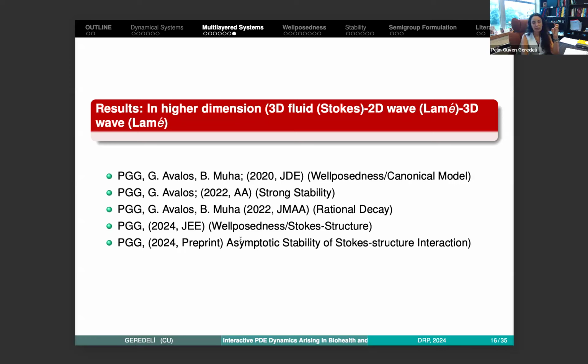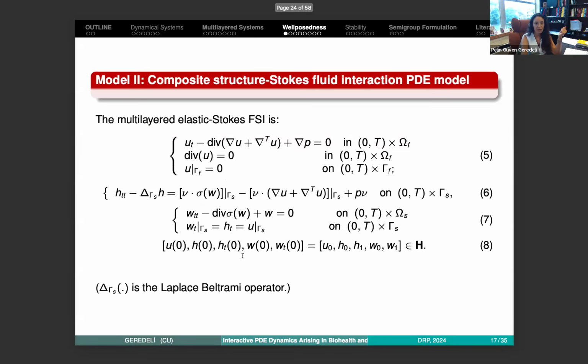And recently, I worked with a slightly different model because this was a canonical model. So I worked with a more realistic model, which has the Stokes equation inside instead of the heat equation. I proved again the existence and uniqueness of the solutions, and I proved there is an asymptotic decay to the zero state for these solutions.